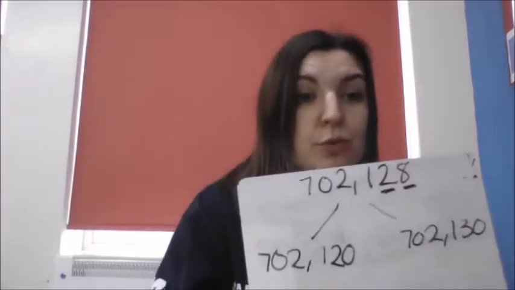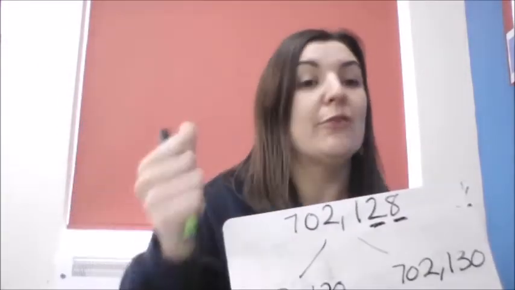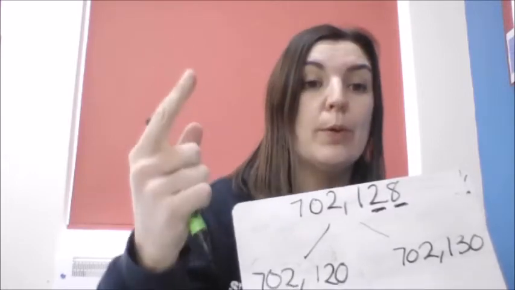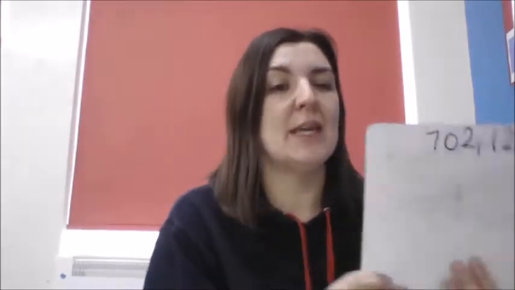Okay, then I go to my ones column and it's an 8. So remember the rules for rounding. 0, 1, 2, 3, 4, we go down. 5, 6, 7, 8, 9, we go up. So because it's an 8, I'm going to go up to the next 10. Okay, so the next one then would be rounding to the nearest 100, which we have just been through, but we'll go through it again.